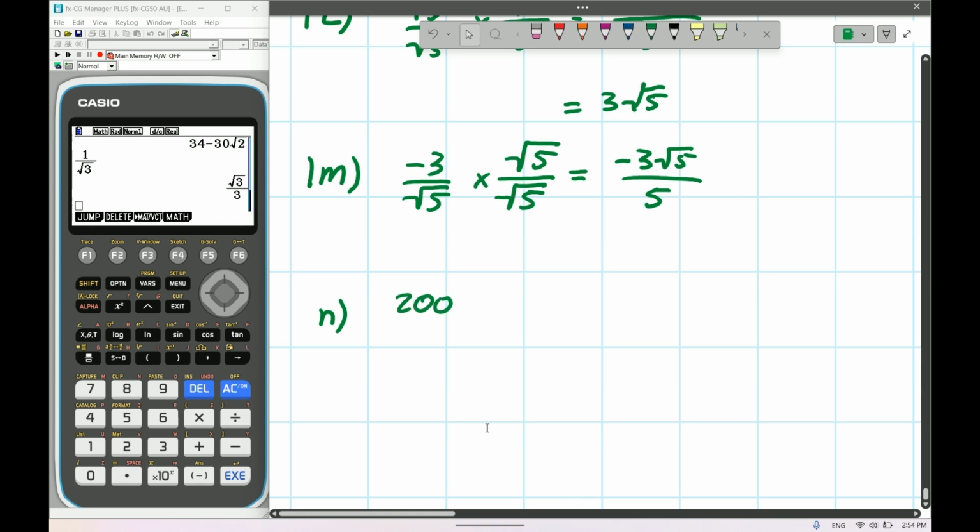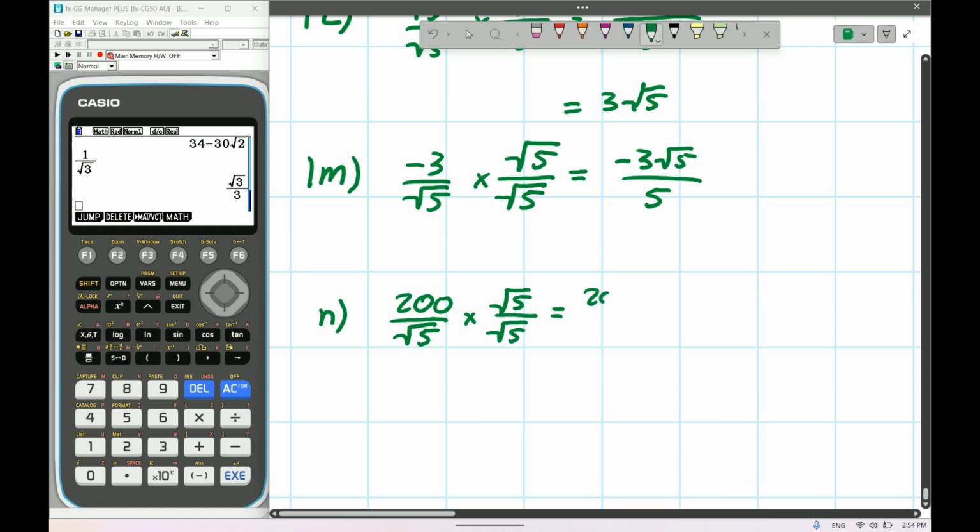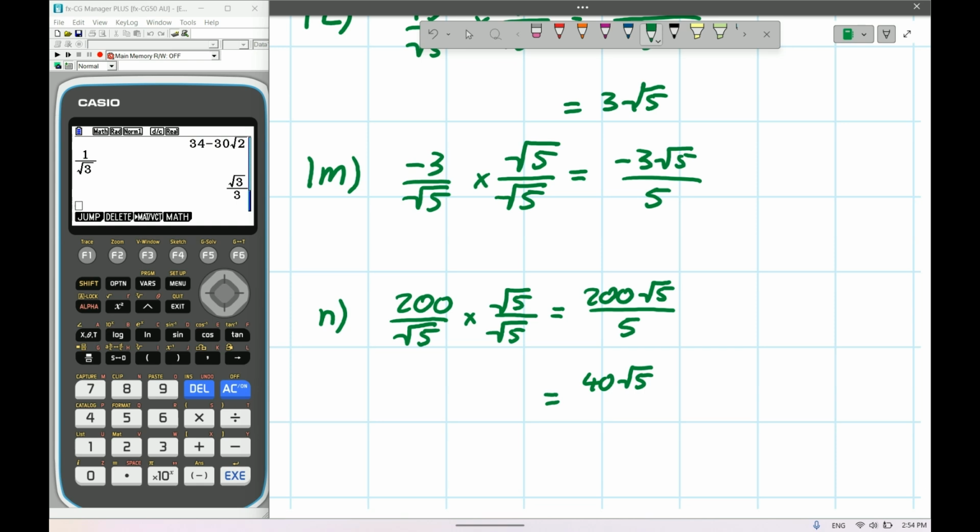So we got 200 over root 5. Once again, times it by root 5 over root 5. So you would have 200 root 5 over 5. And then the 200 and the 5 can partially cancel out. So I think you're left with 40 root 5 as your final answer, because the 5 and the 200 would make 40 left over.